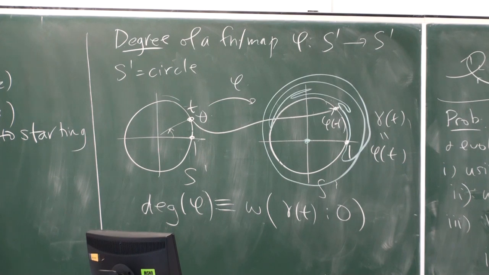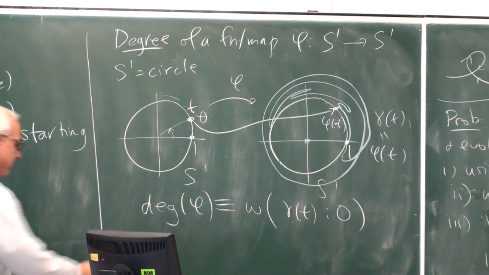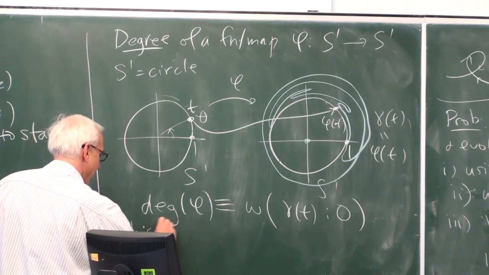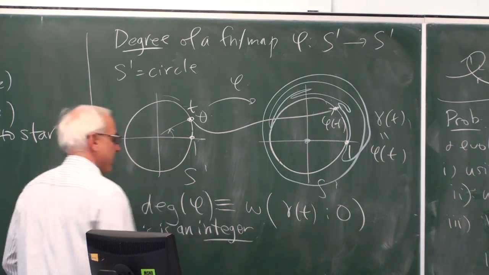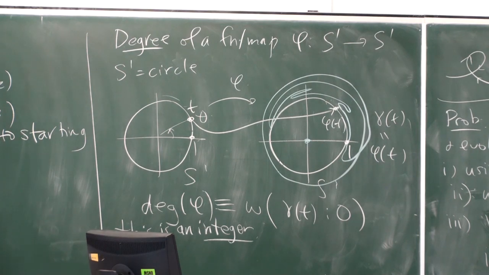All right, so this is the notion of a degree, and it's an integer. And clearly, because it's a winding number, it's an important sort of invariant of a function from a circle to a circle.